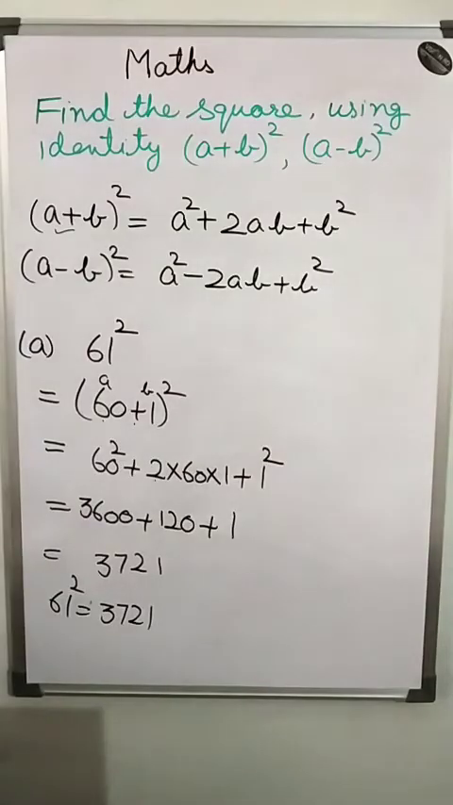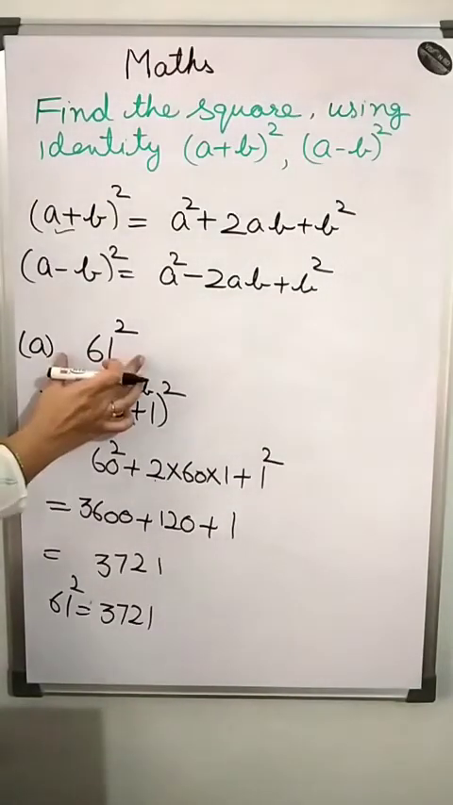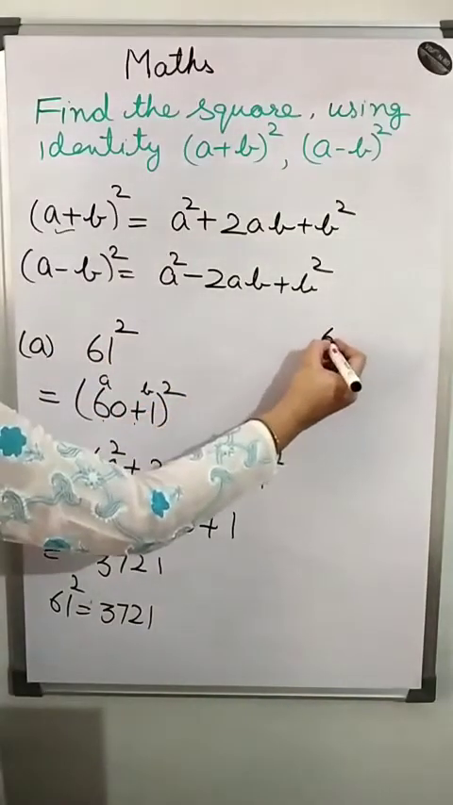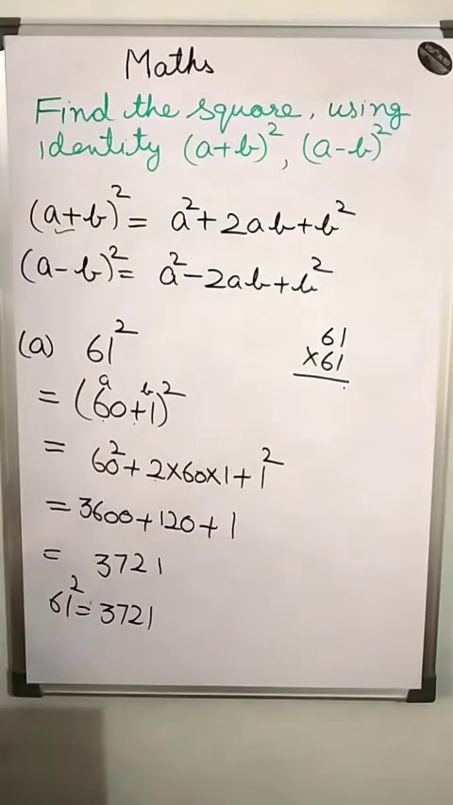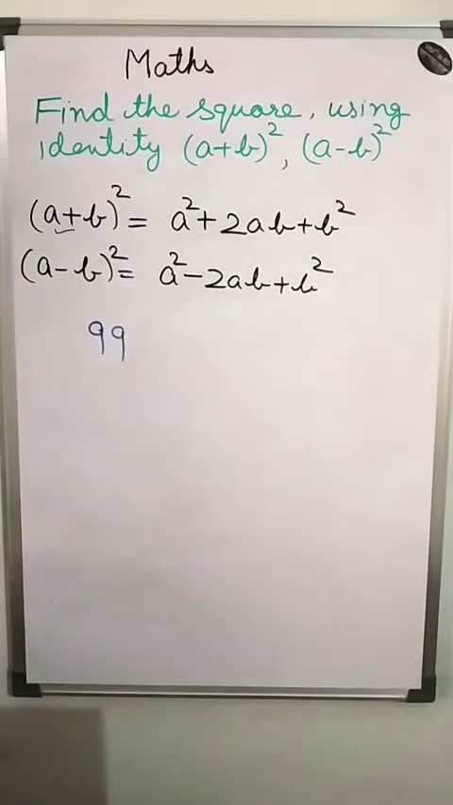Just see, this is the very easiest method to calculate the square. If we find it individually like 61 into 61, it is a little bit longer. But with the identity, whenever we are solving, it is quite easy for us. Right, everyone? Yes, 99. Here we have to calculate 99 square. First method is that we multiply them together, 99 into 99. It is a very long multiplication.